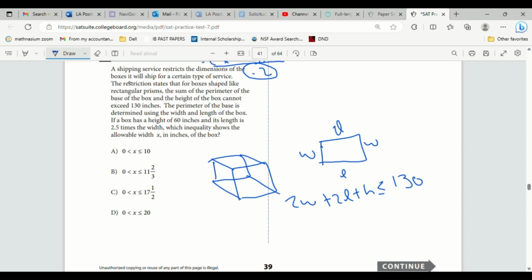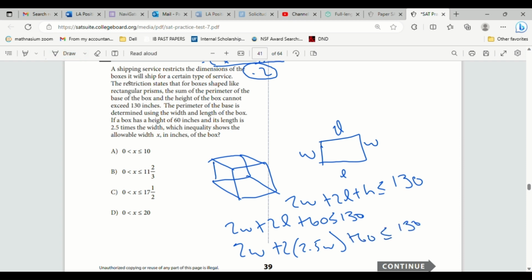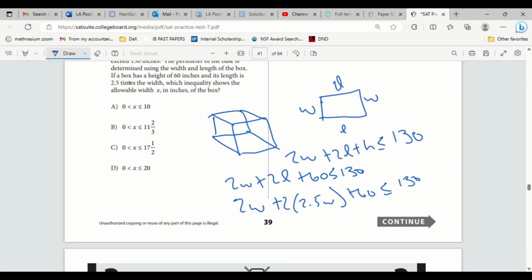Then it says if the box has a height of 60 inches, so we can substitute h for 60, and then its length is 2.5 times its width. So we have length equaling 2.5 times width. So 2w plus 2 times 2.5w plus 60 is less than or equal to 130. So we can begin solving.